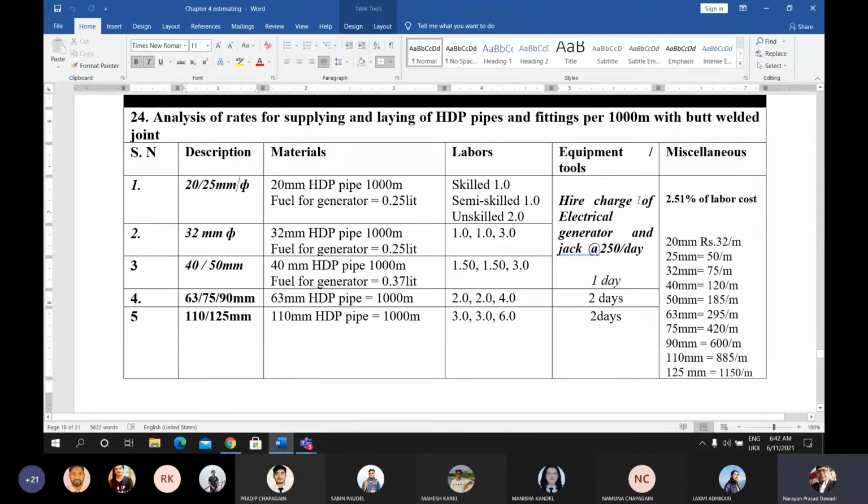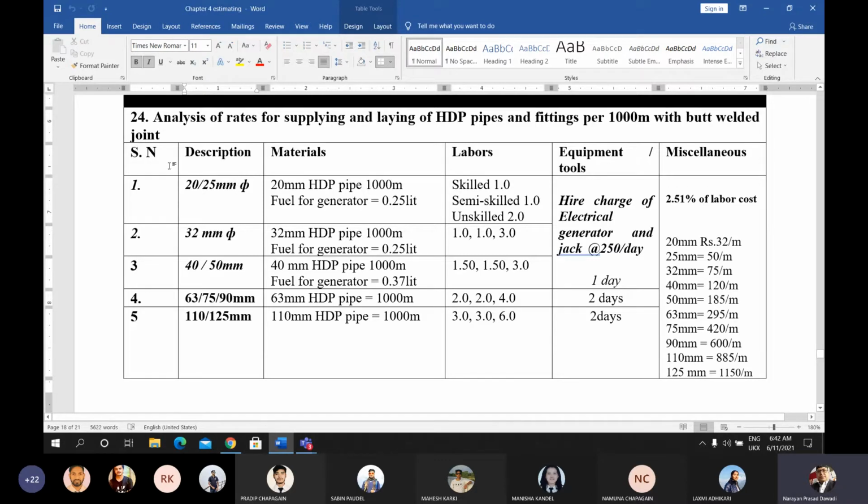And the equipment and tools: hire charge of electrical generator, mechanical jack and the heating mirror as rupees 250 per day. We can provide the rate of 250 per day for the tools, plants, and equipment. This is for one day. For one day, you can provide up to 20 to 25, 30 to 40, 50 meters. This is the hire charge for a day, and for a day you can provide the rate of 250 rupees.